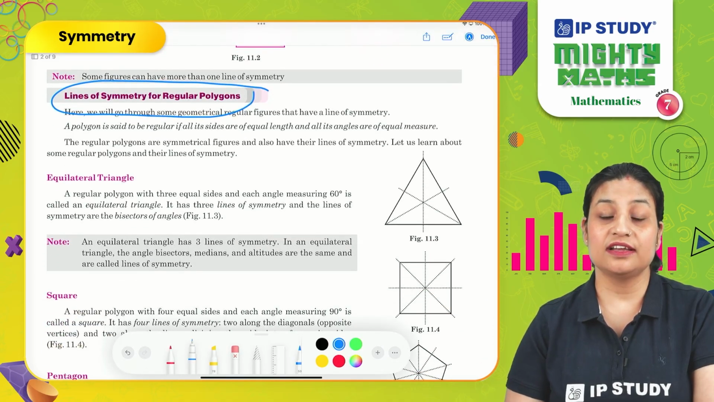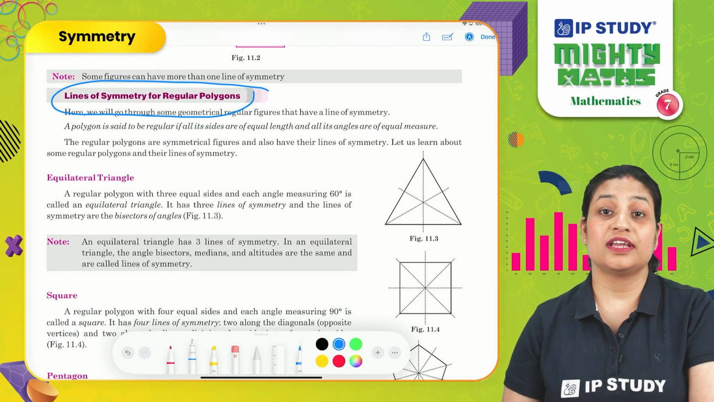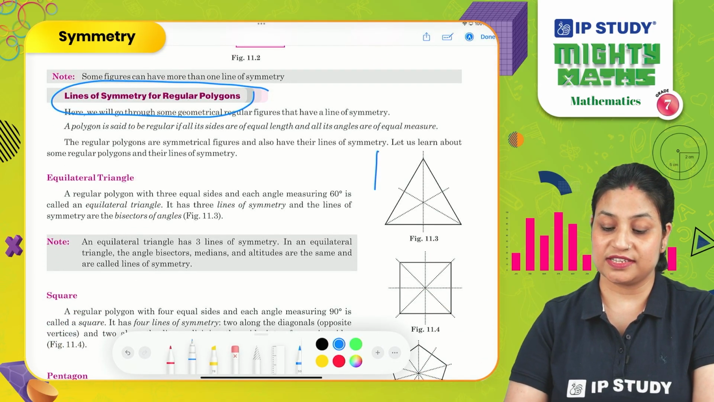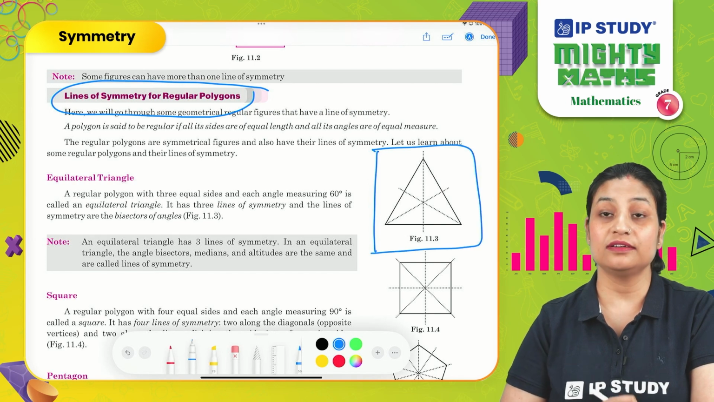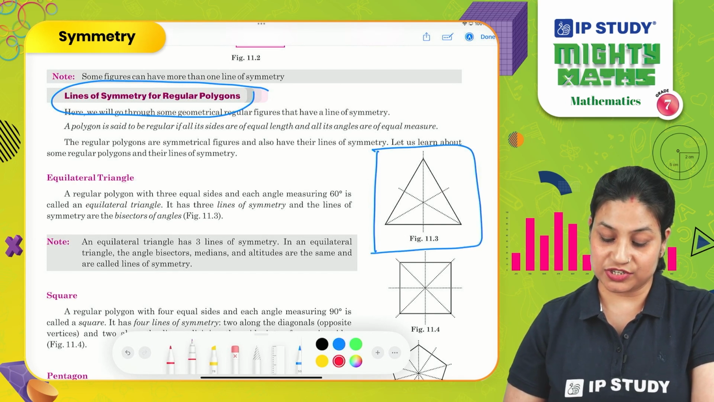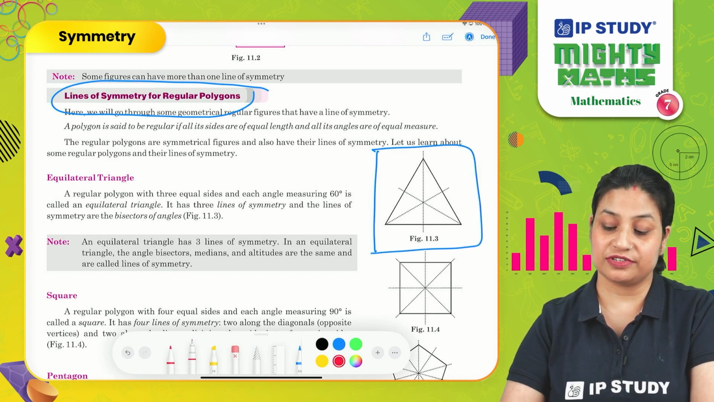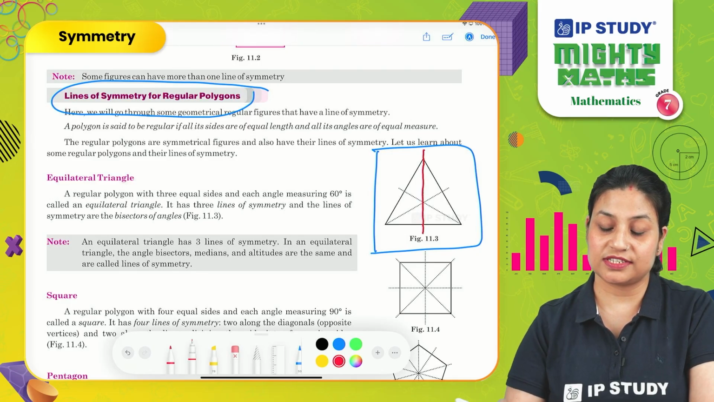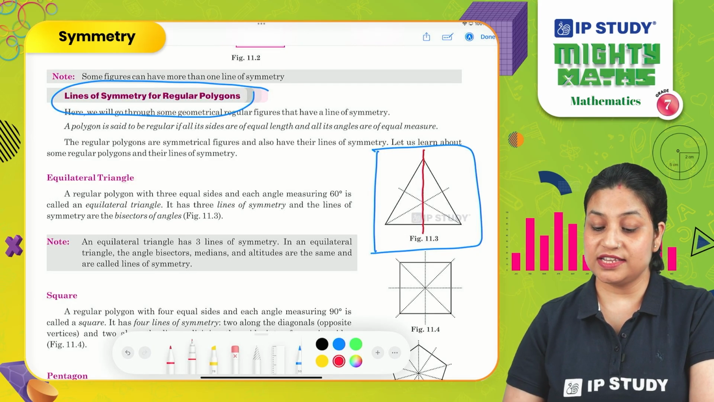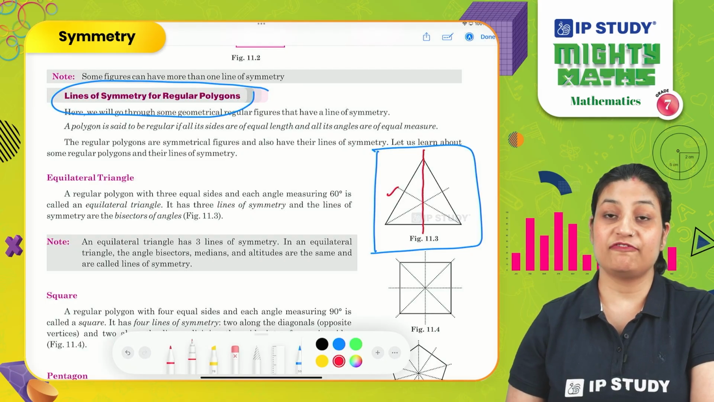So let's see the line of symmetry for an equilateral triangle. Here you can see an equilateral triangle is drawn, right? Now, let's draw a line of symmetry for this equilateral triangle. Let me draw from this vertex to this line. I can see the left part is identical to the right part, right?